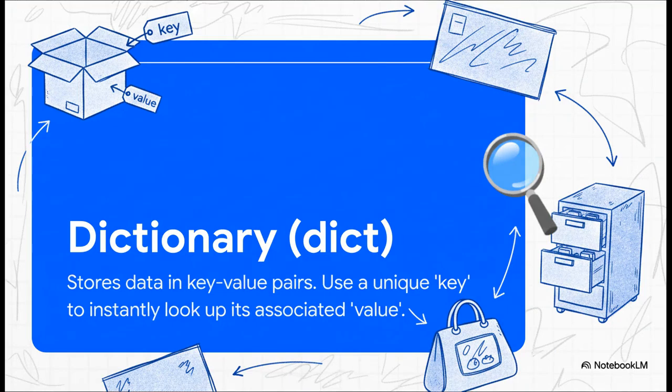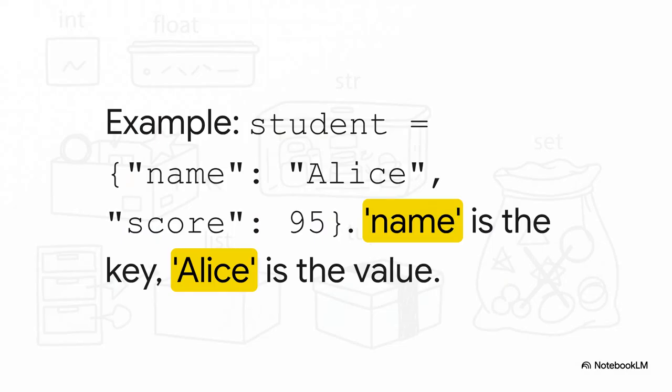First is the dictionary. The best metaphor here is a filing cabinet. Think about it. You don't sift through every single file to find the one you want. No, you look for the label on the tab, the key, and that takes you instantly to the folder you need, the value. So in this example, name is a key. It's the label on the file tab, and it points to the value Alice. Same thing for score. That's another key, and it points to the value 95. Every piece of info has its own unique label.